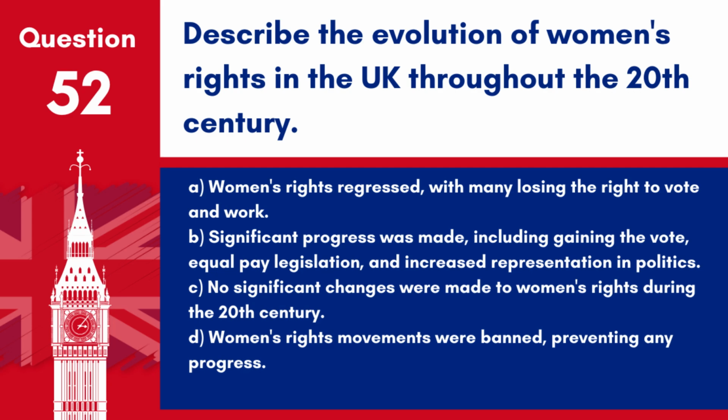Answer. B. Significant progress was made, including gaining the vote, equal pay legislation, and increased representation in politics. The 20th century saw substantial advancements in women's rights in the UK, marked by milestones such as women's suffrage, the Equal Pay Act, and more women entering public and political life.